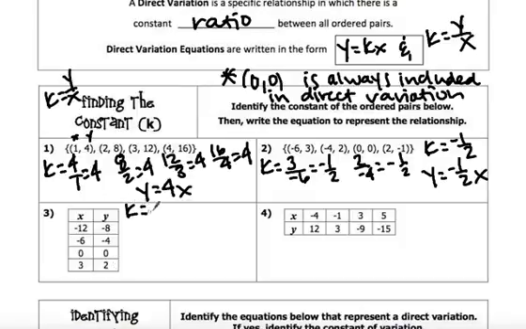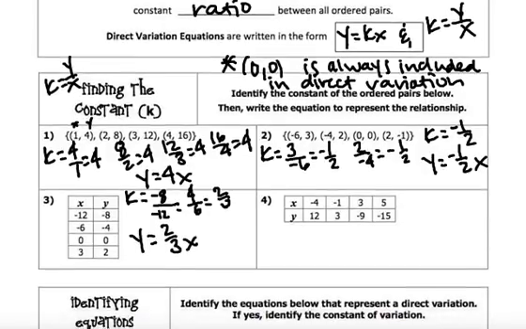So I would still find the k by doing y, negative 8, over negative 12. Well, negative divided by a negative would be a positive. And 8 over 12 would reduce to 4 over 6, which would keep reducing to 2 over 3. So 2 over 3 would be my k. I could do that for negative 4 over 6, which would turn out to be 2 over 3. 0, 0 is always included, so I can skip that one, and then 2 divided by 3 would just be 2/3. So my k would be 2 over 3, and my y would be 2/3 x. You try number 4 on your own and see what you get.